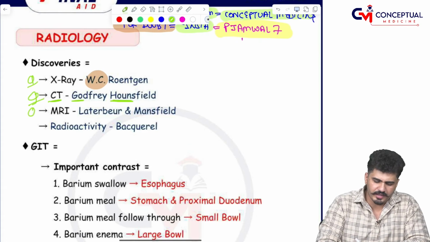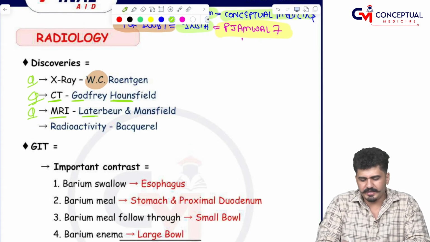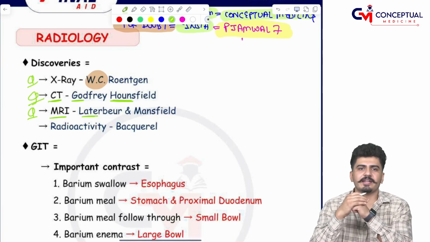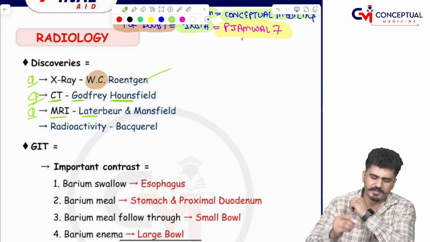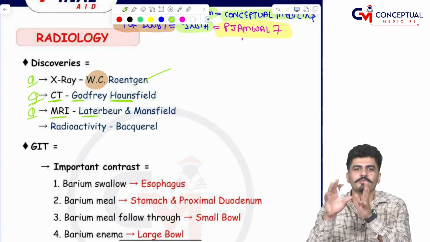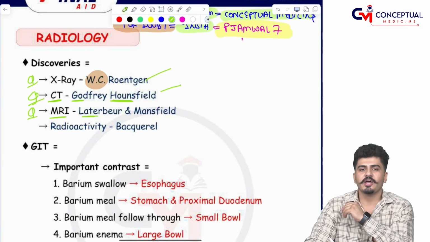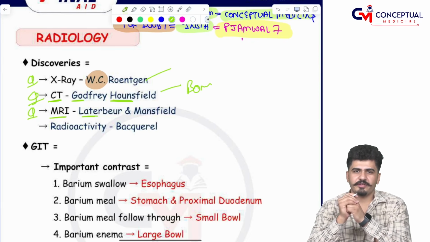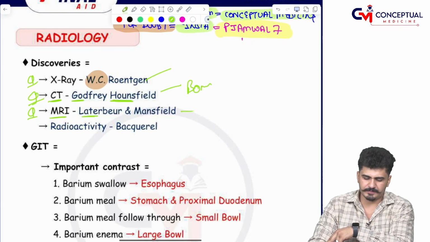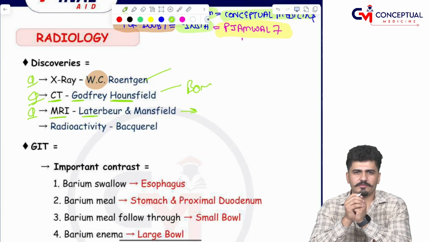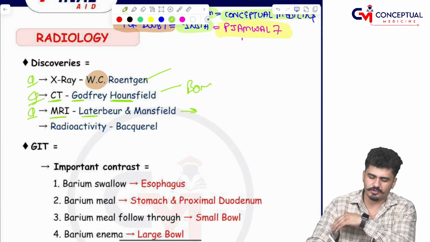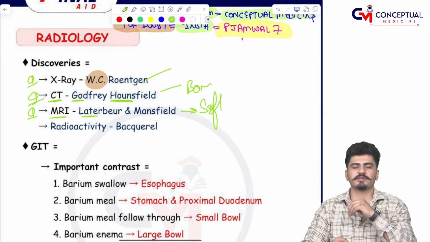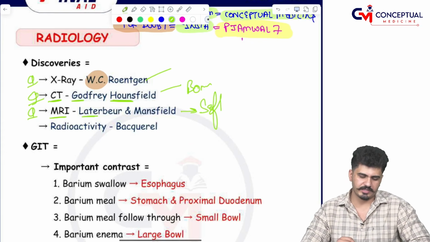My dear friends, MRI was discovered by Damadian and Mansfield. X-ray becomes our first investigation of choice in most of the cases. CT is best for your bony part, or you can say the local invasion. If you have to check the bony destruction, the best is CT scan. If you have to check soft tissue involvement, then my dear friends, MRI will become your investigation of choice.